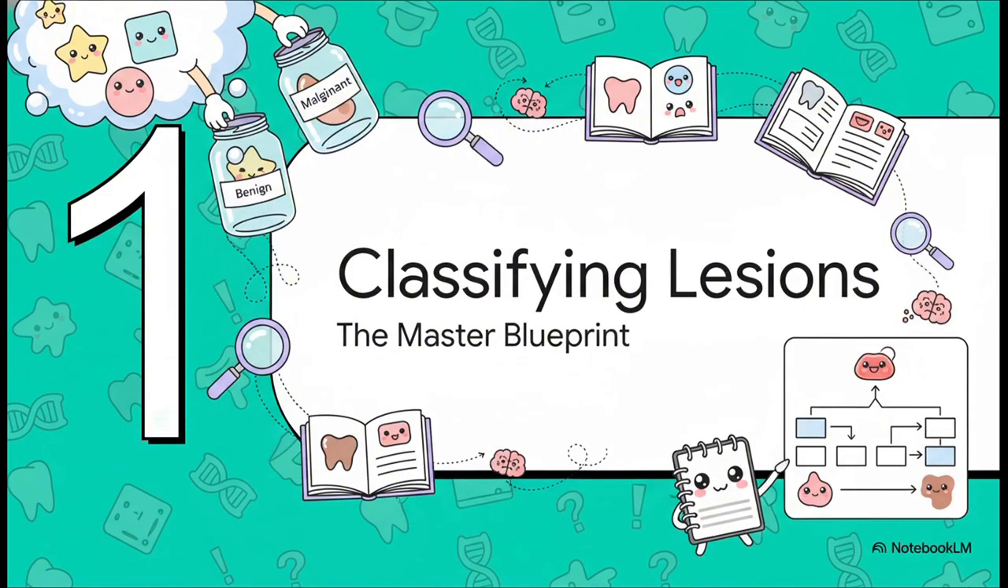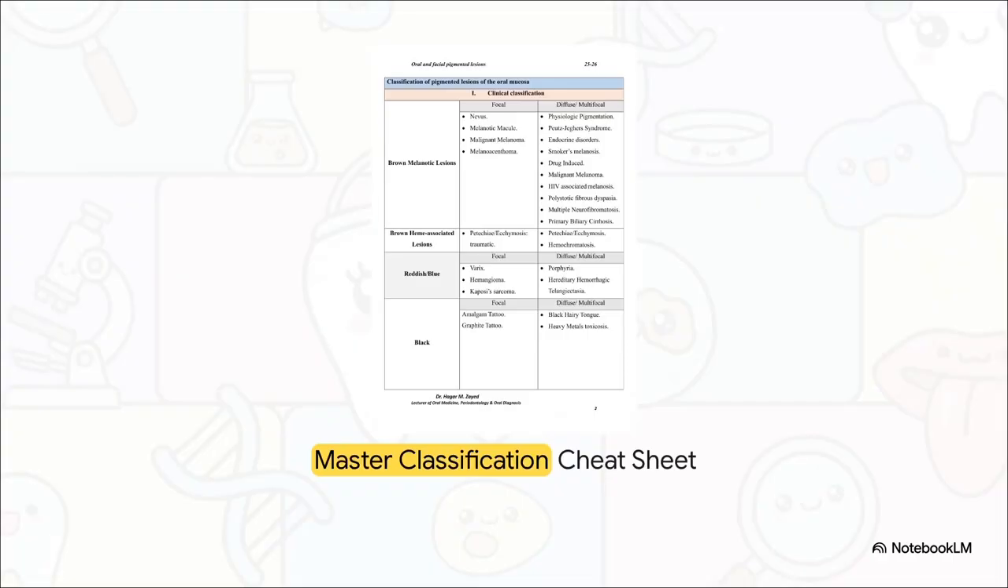Section 1, classifying lesions, the master blueprint. Let's lay down the absolute foundation because, let's face it, you can't diagnose what you haven't organized in your head first. Now, what's really brilliant about this slide is how beautifully it simplifies all that chaos. This is your master classification cheat sheet. Notice how it categorizes everything first by clinical color, so brown, red and blue, and black. And then from there, it subdivides based on the spread. Like, is it focal, meaning just a single localized spot, or is it diffuse and multifocal?